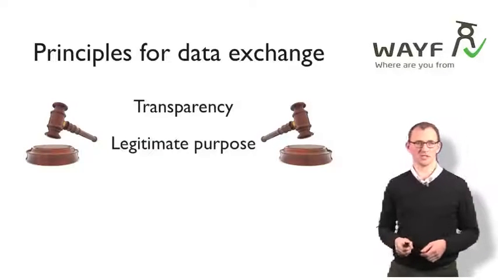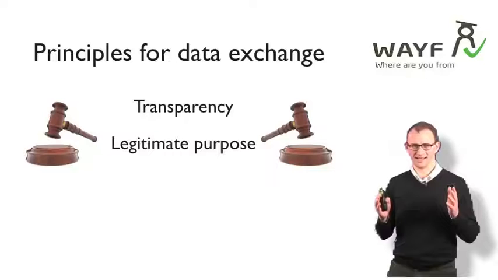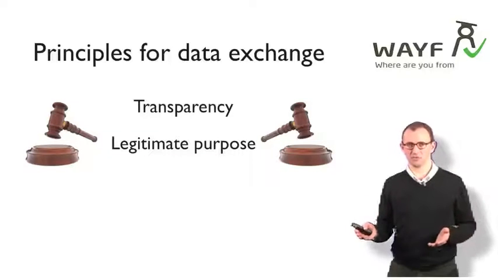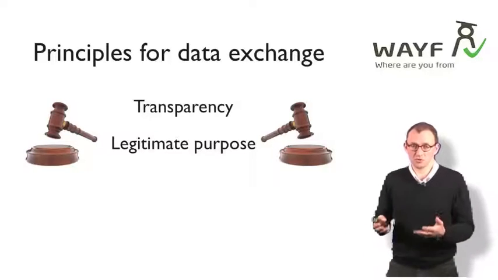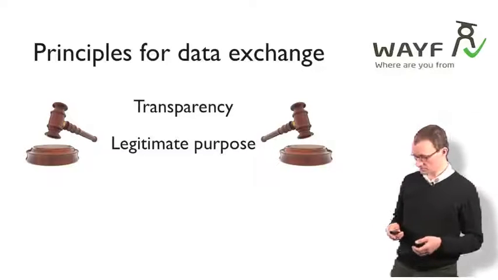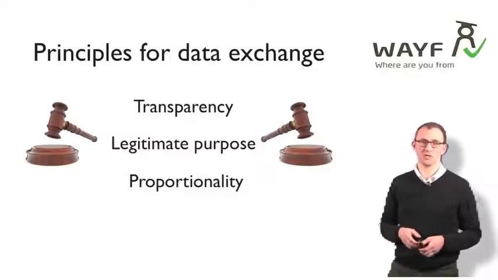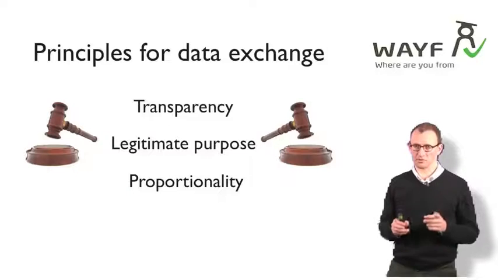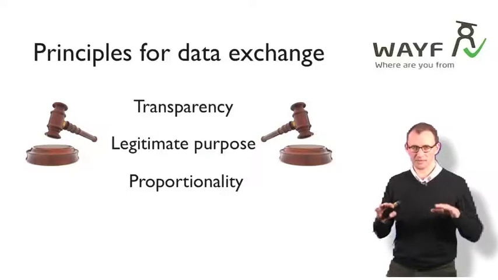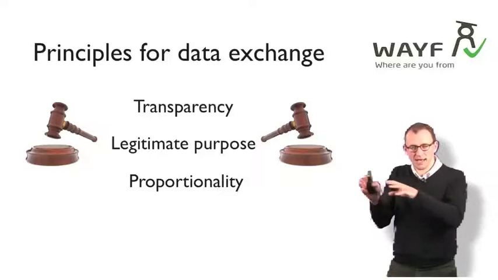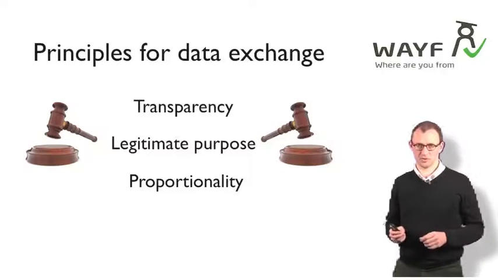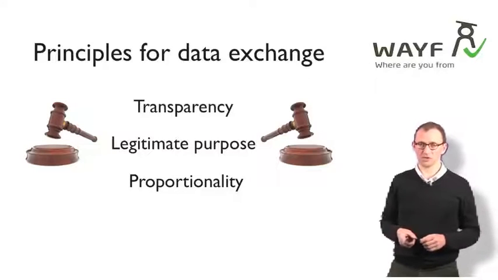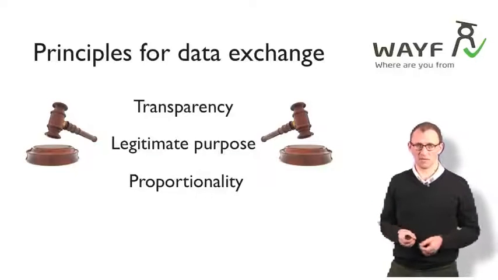Then there has to be a legitimate purpose. Of course, you cannot just hand over any information without actually having something to do with it. There has to be a purpose, and it has to be well described. And then there has to be proportionality. Now, this is a tricky principle, but it's very important. There has to be some kind of balance between the amount of information you hand over and the purpose that it's going to be used for. So you cannot just issue a social security number to get access to, let's say, a website.